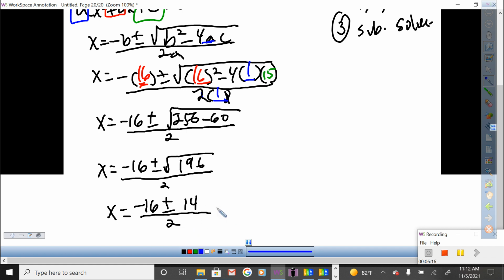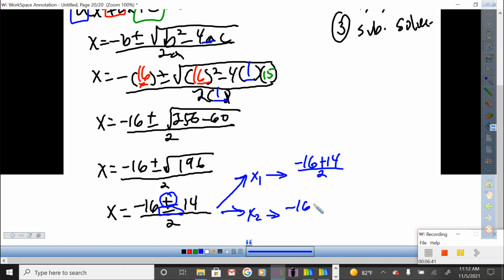Alright, now I'm going to write my two equations. X sub 1, look at it. I would write the whole thing, but I would only do what? Plus, so it would be negative 16 plus 14 over 2. And for x sub 2, it would be what? Everything, but now with a minus 14 over 2. Alright, so what is this? Negative 2 over 2, which is negative 1. What is this? Negative 30 over 2, which is negative 15.